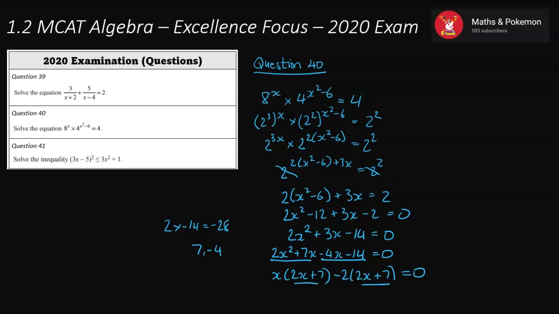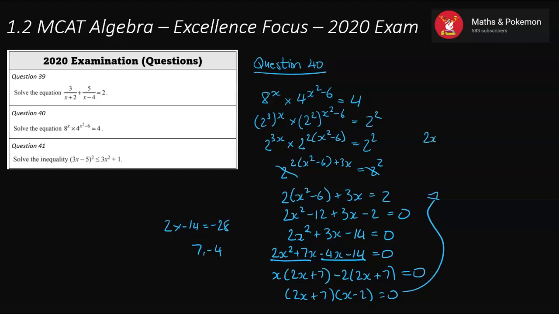I like this because the same bracket's coming up twice, which means I didn't make any math errors. So that common bracket, 2x plus 7, goes there. The leftover bits form a new bracket. So we've got x minus 2. When is that equal to 0? So I'm nearly there. I now need to find just the two solutions. So I'm going to do that working over here.